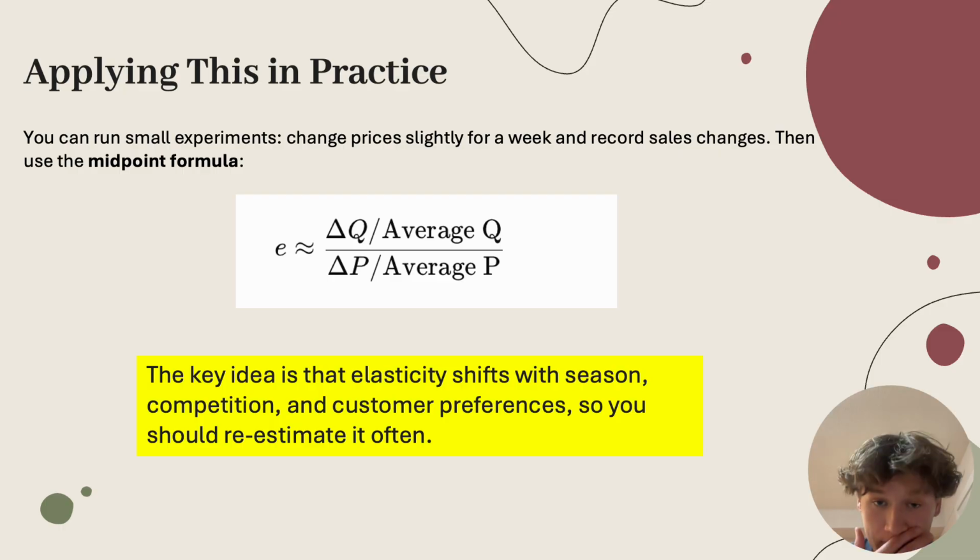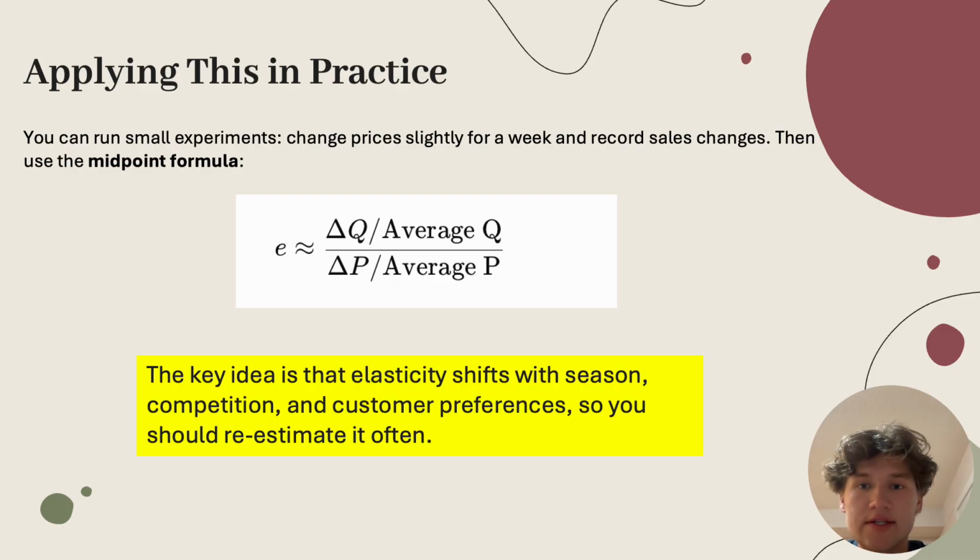For example, like we did before with the cases, during exam week, students may be less price sensitive, so the demand is more inelastic. And during summer break, when there are more alternatives, demand might be very elastic. Even within a single day, demand could vary. Maybe mornings are more inelastic because students need caffeine, while afternoons are more elastic because they're choosing between multiple treats. For managers, this means elasticity should be treated like a moving target. The best strategy is to re-estimate it regularly and adjust when consumer responsiveness changes. A smart business doesn't just set one price and forget it. They continually test, measure, and adapt.